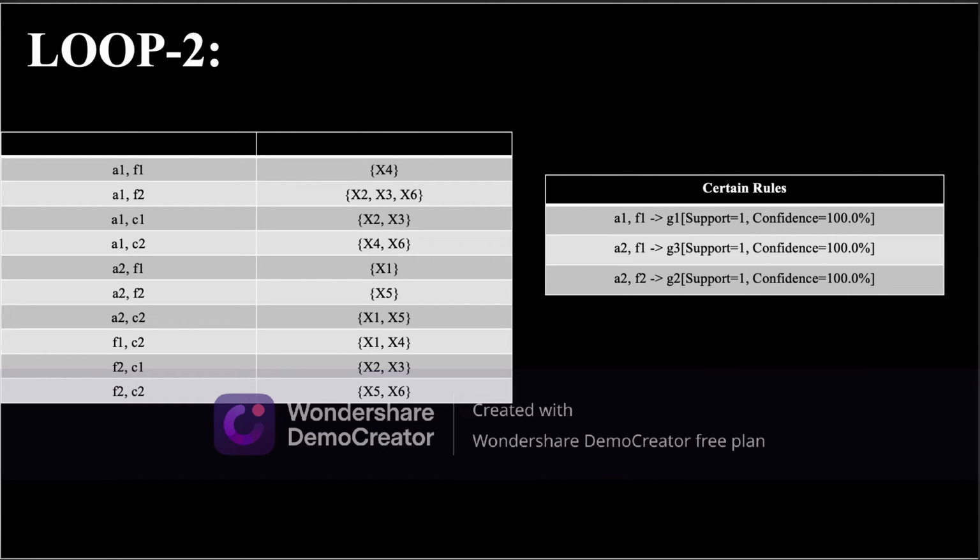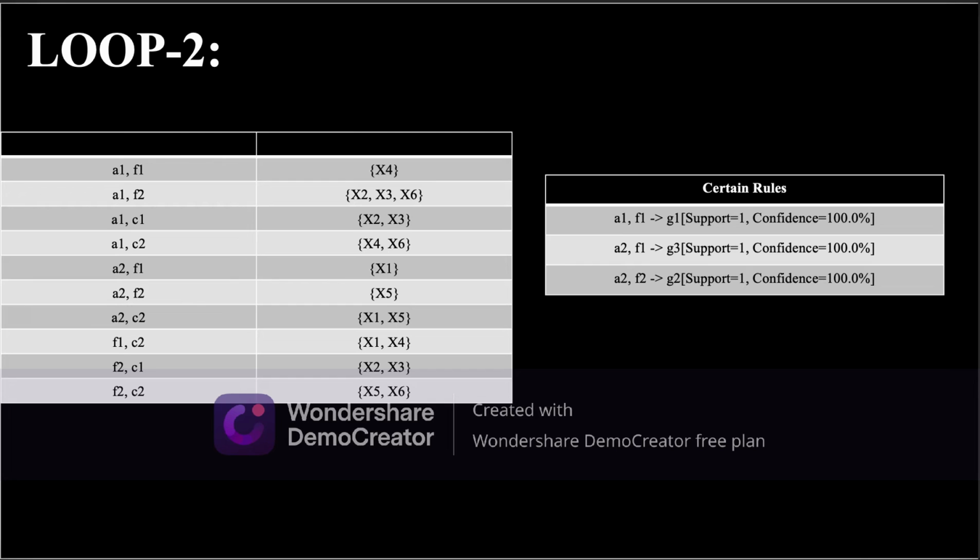In loop 2, we take unmarked sets from loop 1 and generate rules by combining two element sets. The common object between A1 and F1 is X4 and the common objects between A1, F2 are X2, X3 and X6. Similarly, we write sets for other properties. Now these sets are checked with G1 and G2 sets if any of them are subsets.